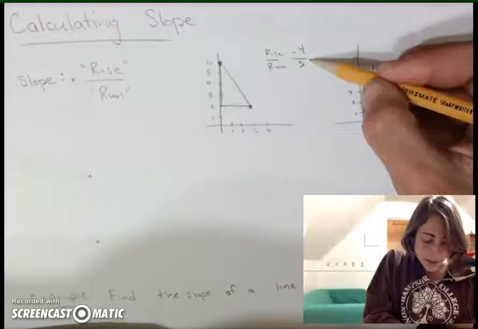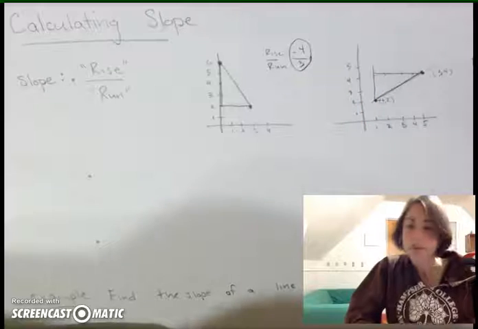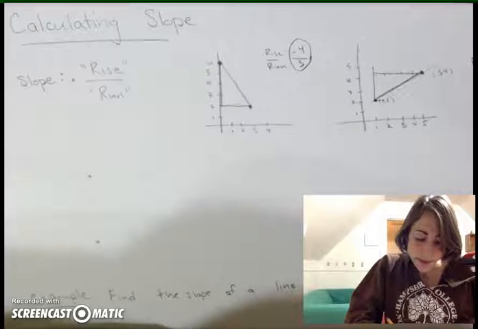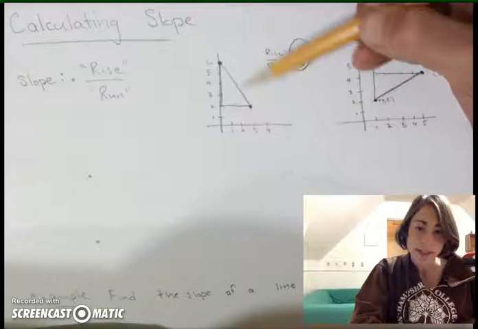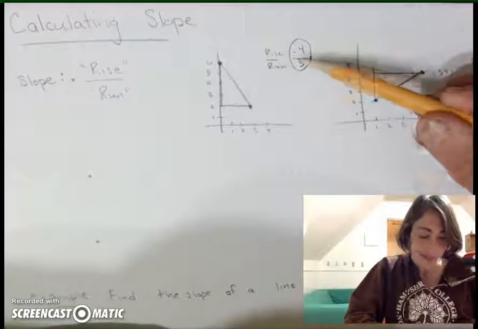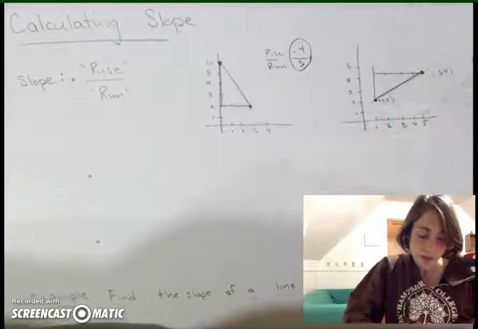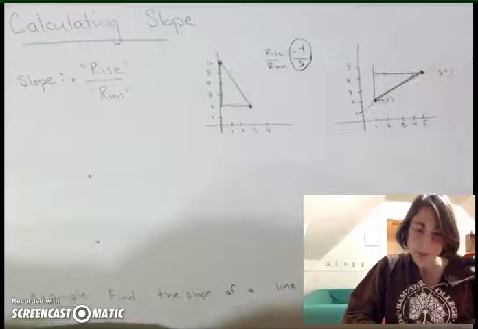So the example on the left, the slope was -4/3. The example on the right, the slope was +3/4. So when the line is going down, when it's decreasing, the slope's going to be negative. It's like we're going downhill. When we're going uphill, the slope is going to be positive.